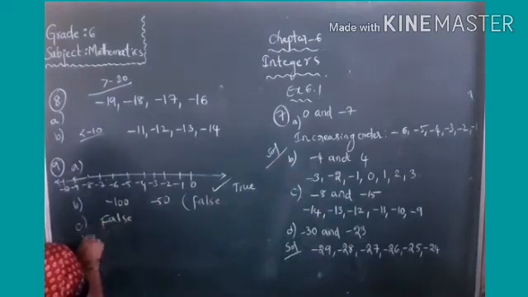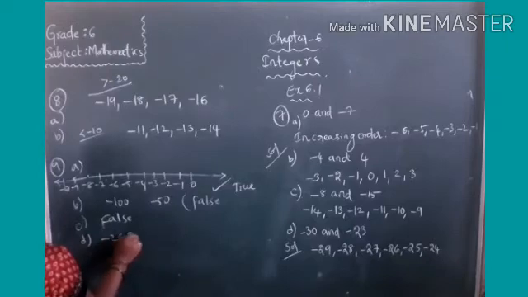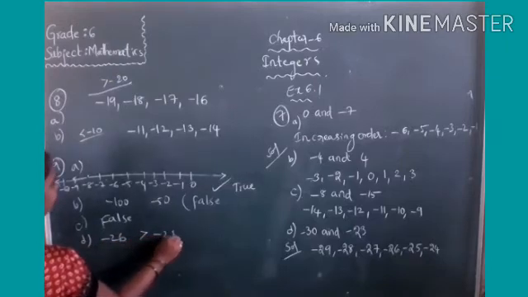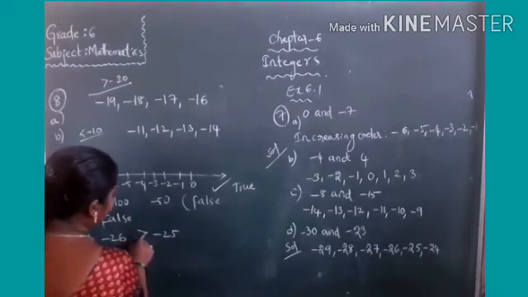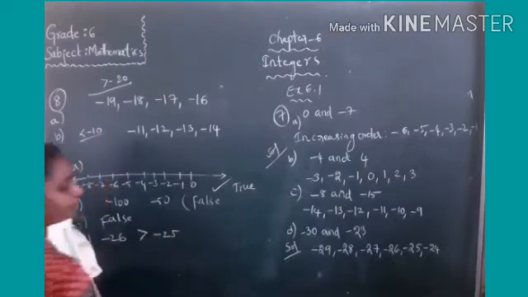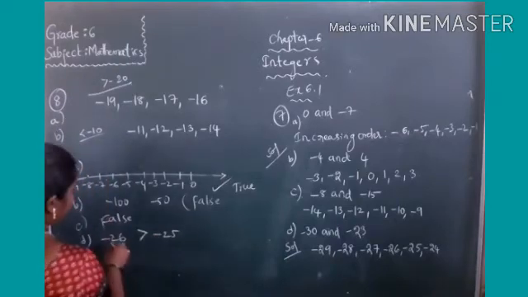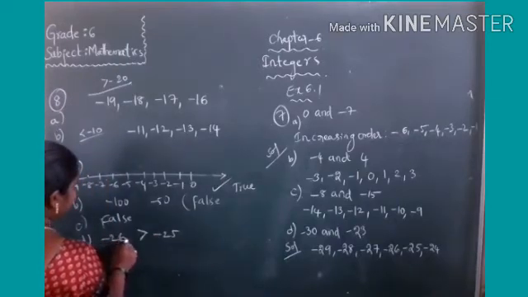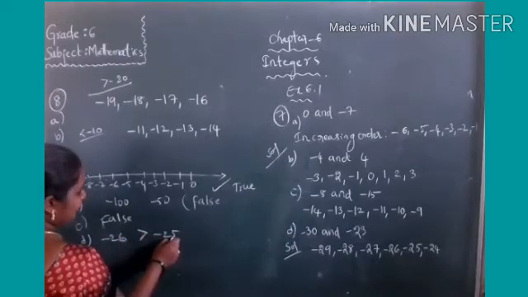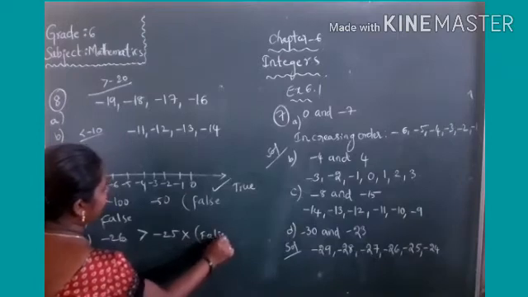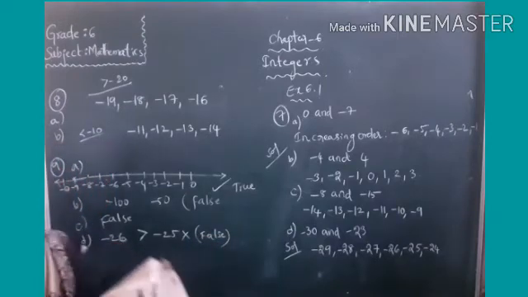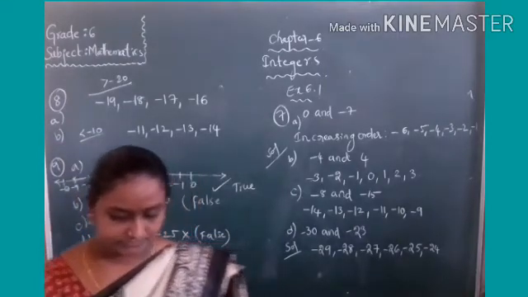And next one. Minus 26 is greater than minus 25. Is it correct? Minus 26 is greater than minus 25? No. So minus 26 is less than minus 25. So that's why it is false. Copy it, children.